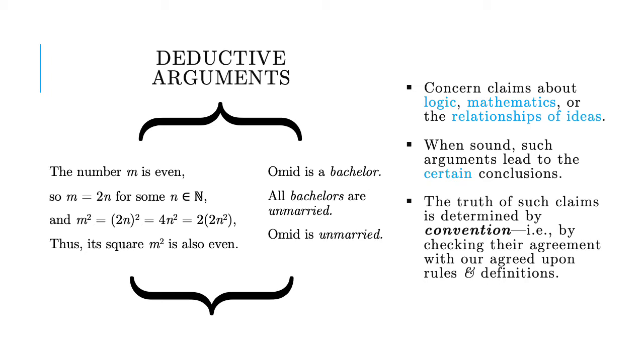Imagine we define bachelor differently, right? Then this could be an untrue conclusion that we arrived at. If we decide that bachelor means married, then none of that reasoning goes through. Similarly, if we agree to different definitions or different rules of inference about what even numbers are, or about what acceptable algebraic operations are, we could get that the square of an even number is not also even.